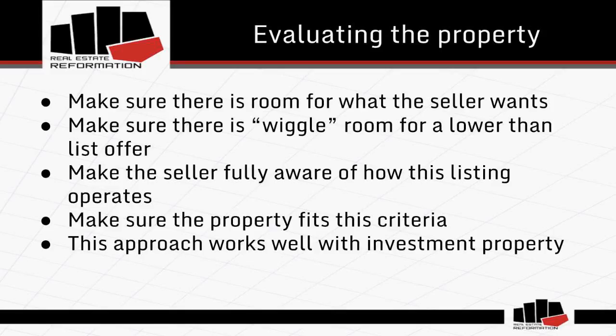Make sure the seller is fully aware of how the listing operates, which we'll go into in a little more detail about the requirements, and make sure the property fits this kind of criteria. This approach works really well with investment type property. Traditionally, when you're listing a house in the marketplace, especially in the higher end market, you're going to have more conventional buyers, or buyers who are going to go out and get loans. Sometimes this doesn't fit the seller's needs, because they're typically in a situation wanting to move very quickly, and so it's difficult for them to sell at a much higher price or market value price. So really, this approach is for investment type property most of the time.